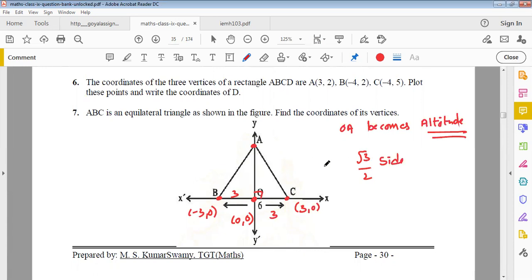So the altitude OA will be root 3 by 2 times the side, and the side is given as 6 units. He said clearly 6 units, so root 3 by 2 into 6: 2 ones are 2, 2 threes are 6. So the point is 3 root 3. It lies on the y-axis, so (0, 3 root 3), like this. Otherwise, you can do it using the Pythagoras theorem, or by calculation, like taking the distances as equal. Any method you can follow, and based on that you can find these answers. Next.